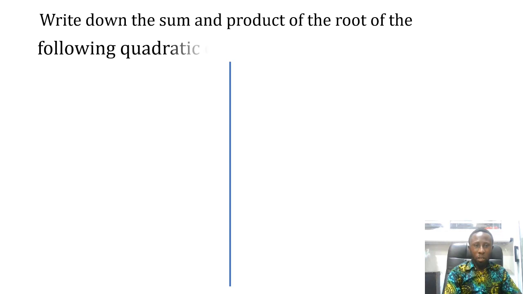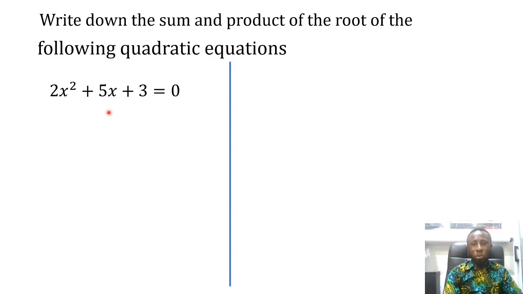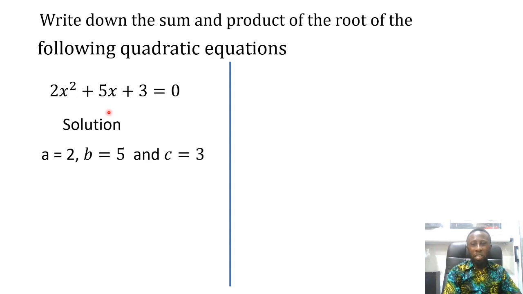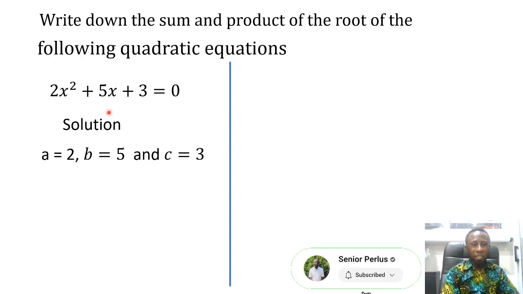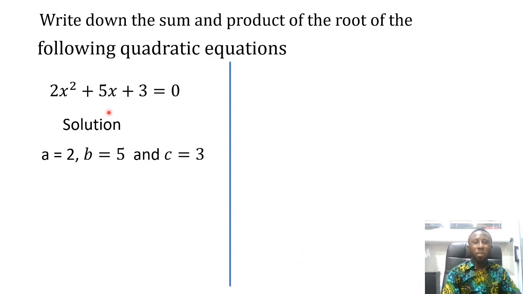Write down the sum and the product of the roots of the following quadratic equations. These are quadratic equations, so you should write down the sum and the product. What should we do here? Solution. Okay, so just locate your a, b, c. Then we write the sum and the product.